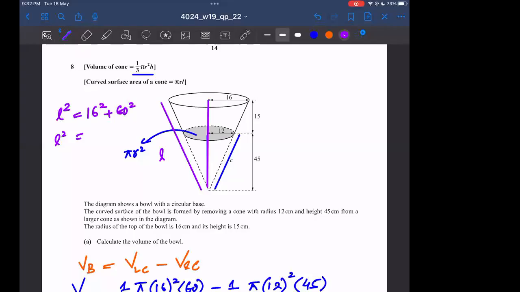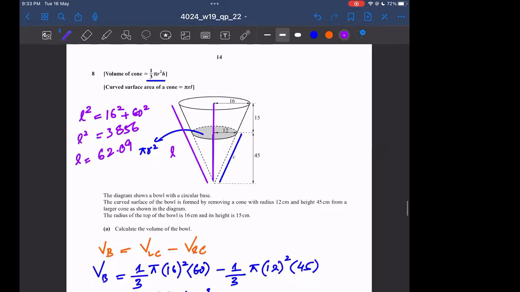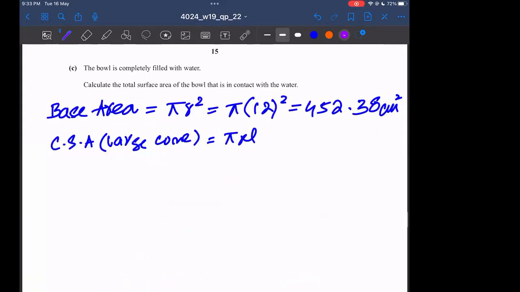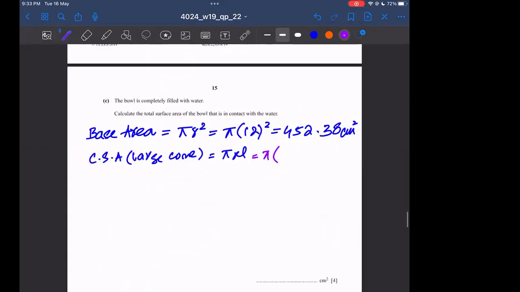It's 16 square plus 60 square, taking the square root, I got 4 root 241. Without root, it's 3856. You take the square root, you got the answer. That is 62.09. So you got the slant height 62.09. So I'm going to put the values here. Pi into radius. The radius of the larger cone is 16. 62.09.